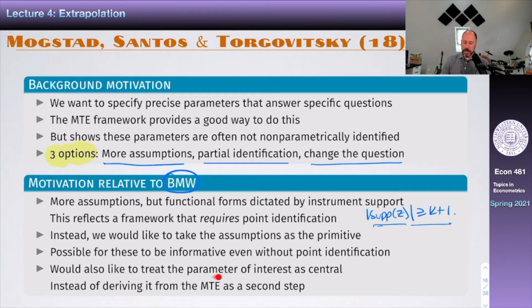I wrote here, we also like to treat the parameter of interest as central instead of deriving it from marginal treatment effects as a second step. If you look at the paper, they have these labels for the sections that I think are quite clear about how they want the reader to think about it. Section 2, after the introduction, would be called what we want, section 3 will be called what we know, and section 4 will be from what we know to what we want.